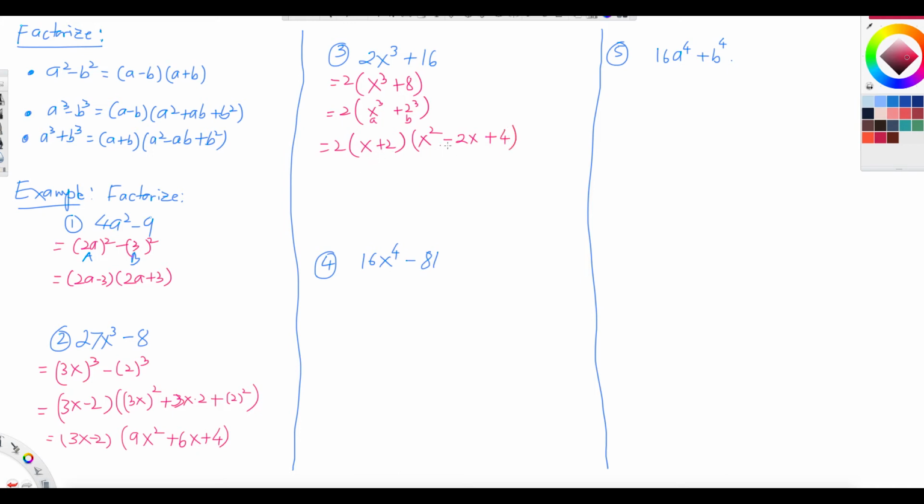So these are the factors. Okay. So if you have to factorize, and if you think that you can use one of these formulas, then you can use the formula directly.